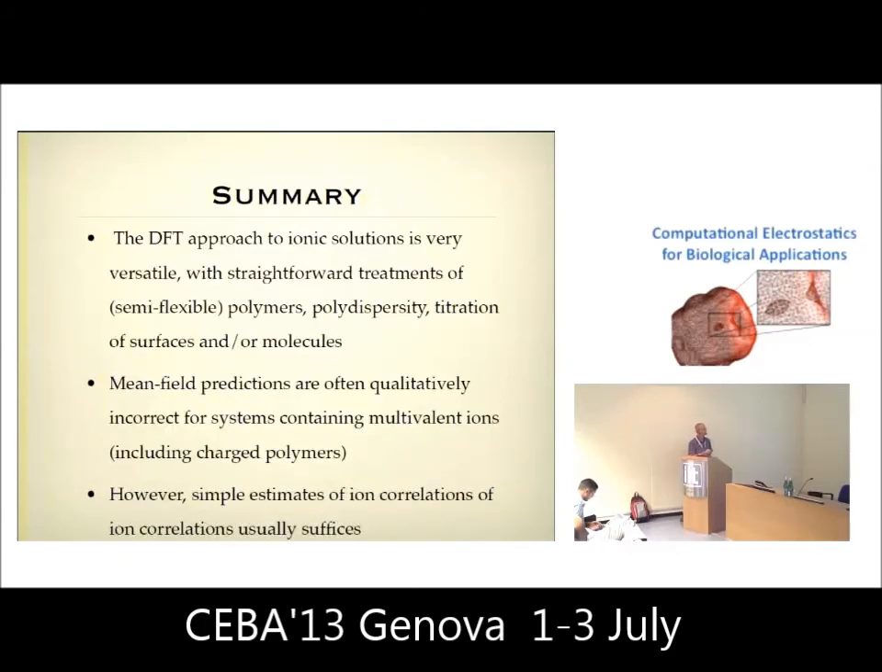So in summary, I think that the DFT approach's main advantage is probably versatility, right? So you can treat polymers, polydispersed systems, many different kinds of interactions, and you can also make physically simple estimates to include ion correlations here. And usually the simple estimates are enough. I mean, you just say that, all right, we know that there must be some Coulomb hole surrounding a particle, and then that's enough. Ionic liquids are a bit more tricky, though, I must say. With ionic liquids, you have to worry about everything.